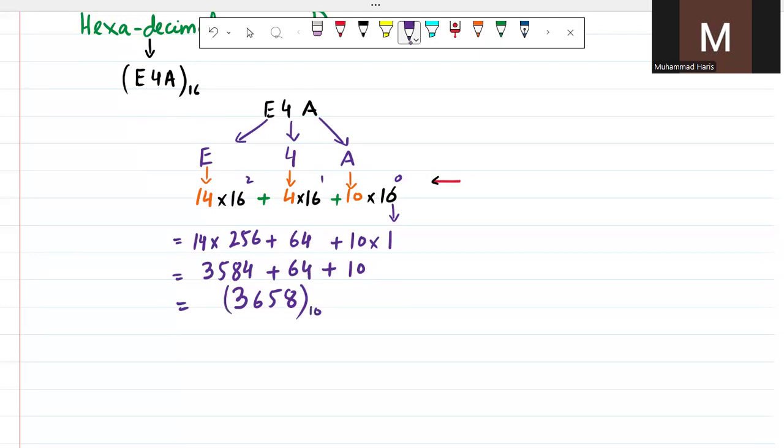Now that is the suitable method to convert any hexadecimal number to a Denary number. That was the whole conversion which we have done, and that was all the method which I have illustrated in my lecture. So again, thanks for listening to my lecture.